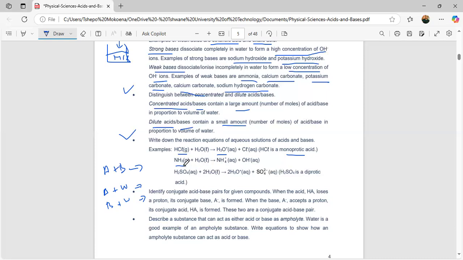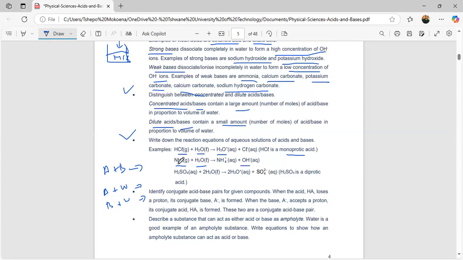So like I said, ammonia is a base, it will have to accept. Now in this case, water was reacting as a base, but now water reacts as an acid. In this case, water will be the one that's going to donate a proton. When water donates a proton to ammonia, we can see that water will turn into OH minus ions.